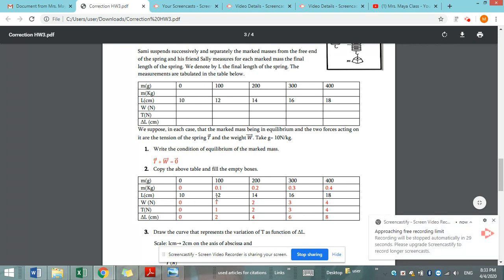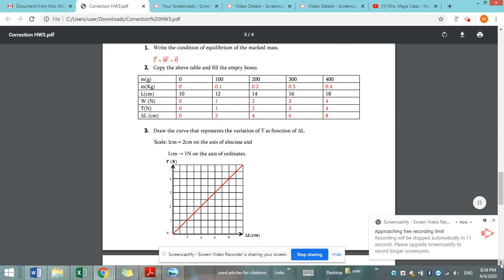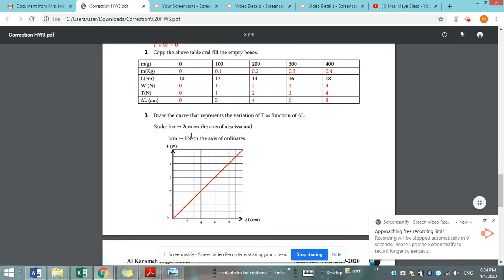So for the expansion, in the first case there is no expansion, it is 0. For the second case, 12 minus 10 is 2 centimeters. 14 minus 10 is 4 centimeters. 16 minus 10 is 6 centimeters. 18 minus 10 is 8 centimeters. Draw the curve that represents the variation of T as a function of delta L. We took a convenient scale and drew each point, and we should not go beyond the values that are given.